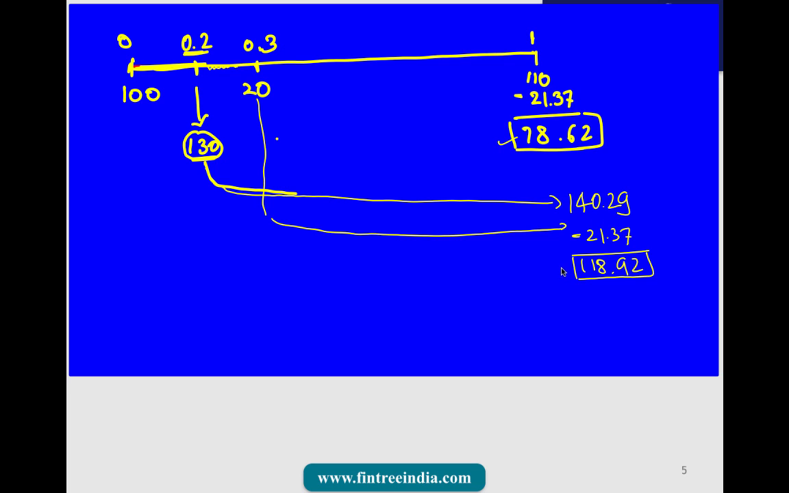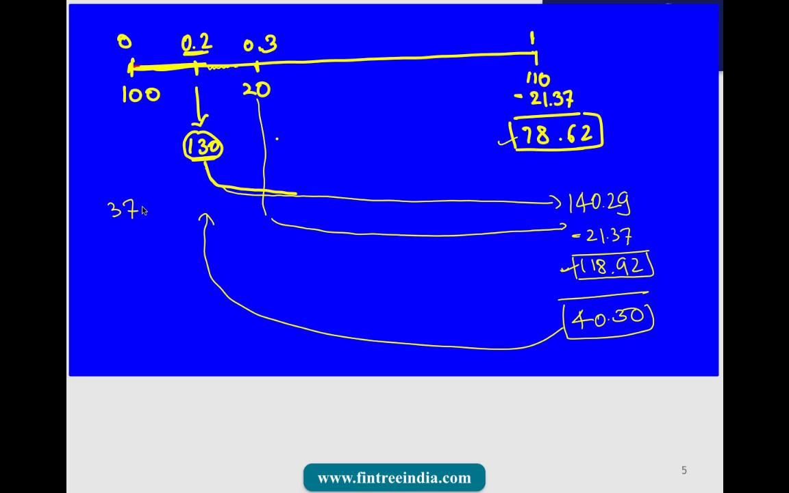Now once we have 118.92, this is the no arbitrage theoretical forward price, then the difference between 78.62 and 118.92 is going to be 40.30, and that 40.30 we need to take backwards for 0.8 years, so making that 40.30 as future value, 0.8 as N, 10 as IY, compute present value. This would give us the final answer as 37.35.